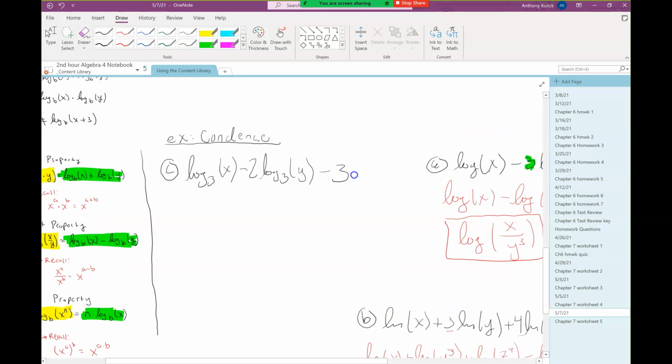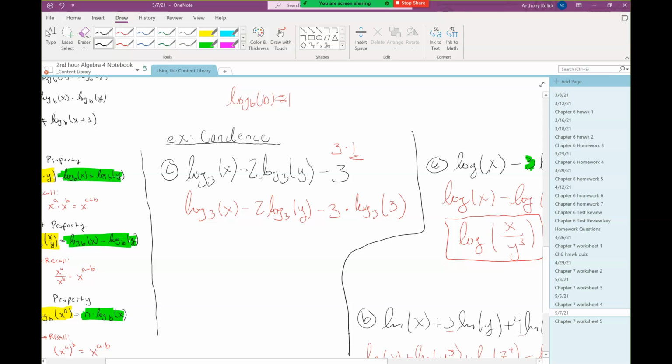Here's my justification for how I'm going to do that. 3 is the same as 3 times 1. Nobody should have a problem with that, right? And we said yesterday that log base b of b is equal to 1. So I can rewrite that 1 as log base 3 of 3. Why did I choose log base 3? Because that's the log in the rest of the example.